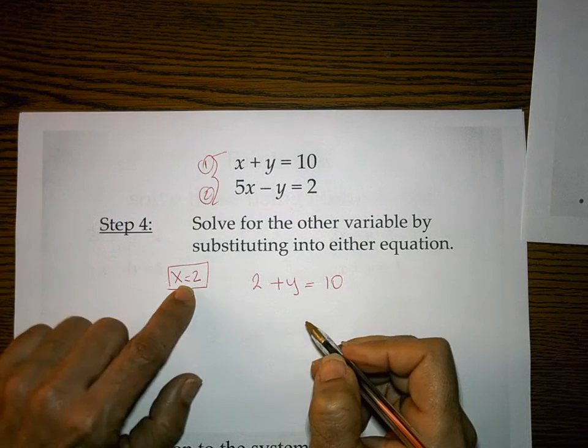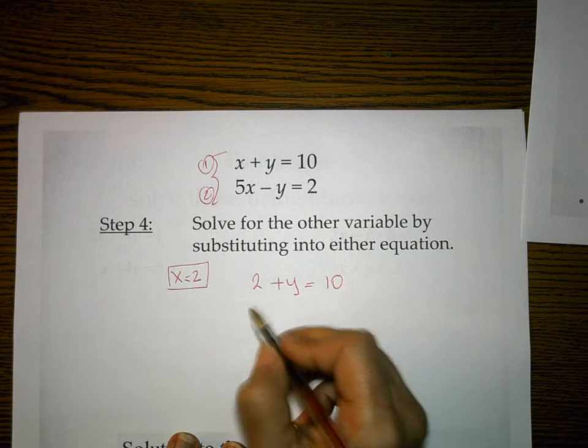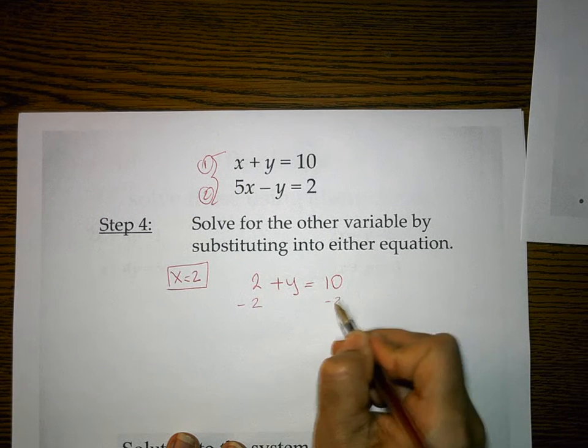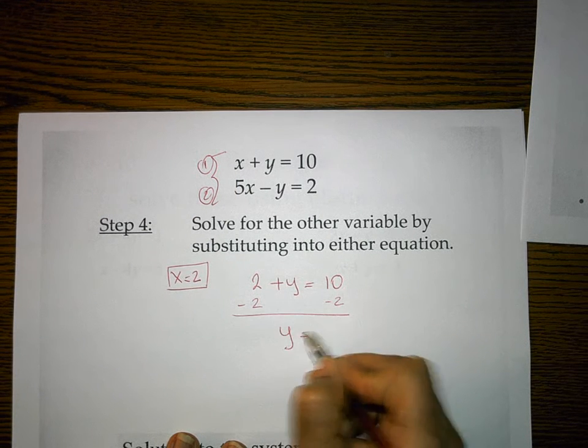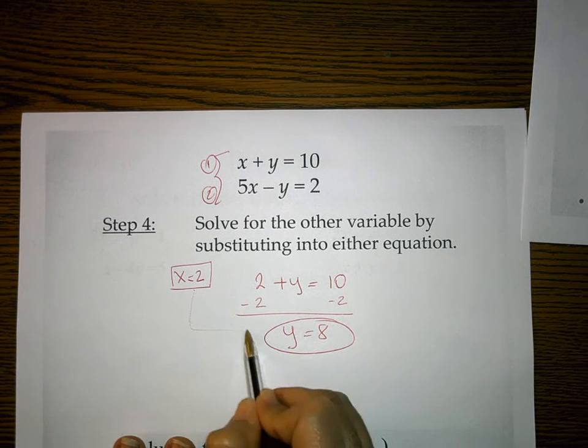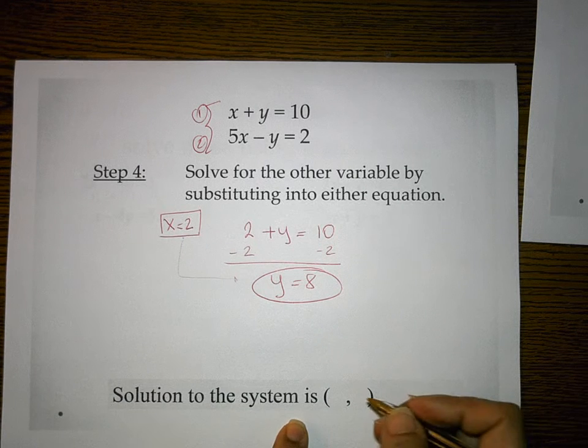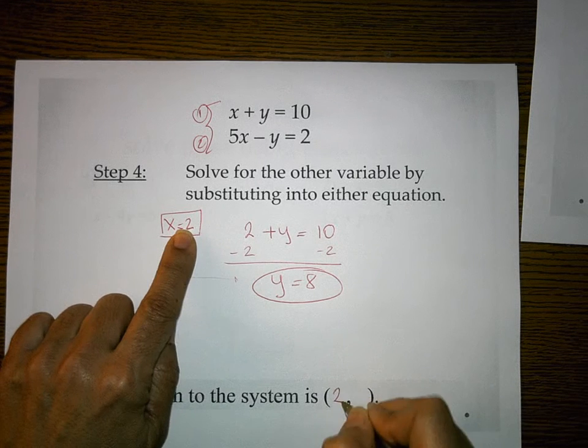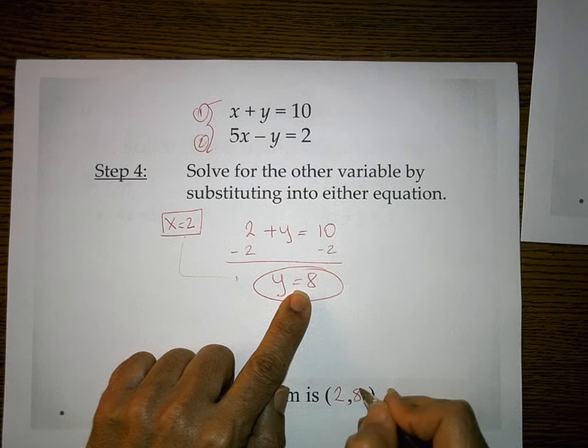I just wrote a 2 instead of an x. So subtract 2 from both sides. We get that y equals 8. There we go. x was 2 and y is 8. So the solution to the system is, don't get confused, x comes first: 2, y is 8.